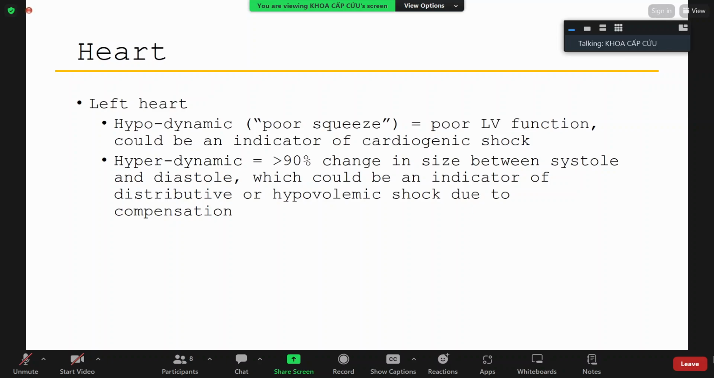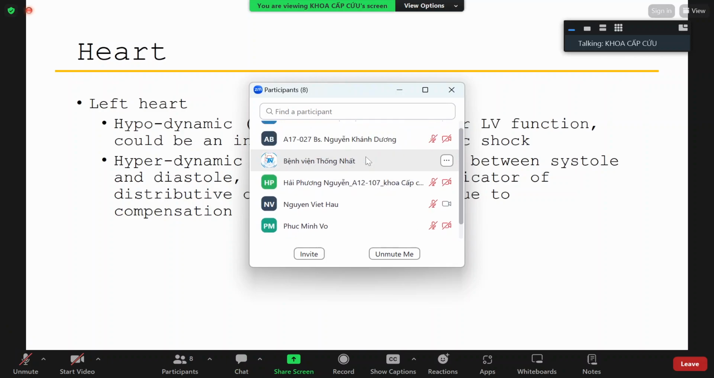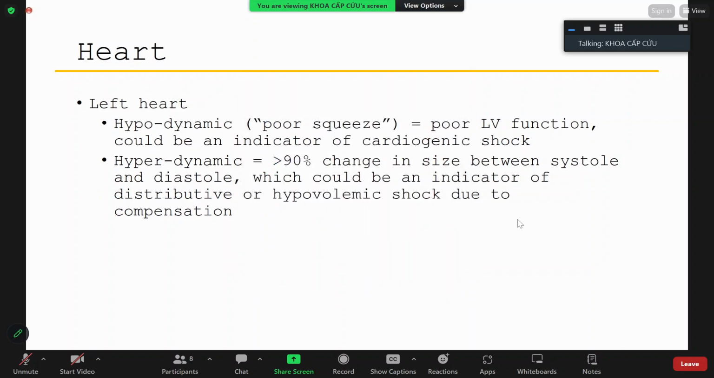They might have poor EPSS, or endpoint septal separation. That mitral valve really isn't moving as far or as close to the septum as it should, which suggests to us that the patient has a poor ejection fraction. Other aspects we're looking at is a hyperdynamic heart. If a patient is in sepsis, then that heart is really squeezing and it's got a greater than 90% change in the size between systole and diastole. That means that heart is working really hard to overcome potentially a distributive shock situation.